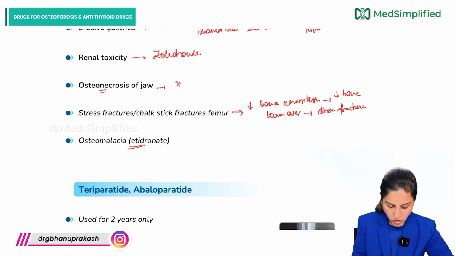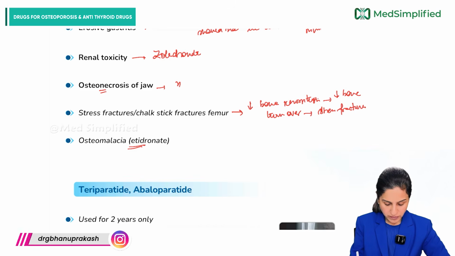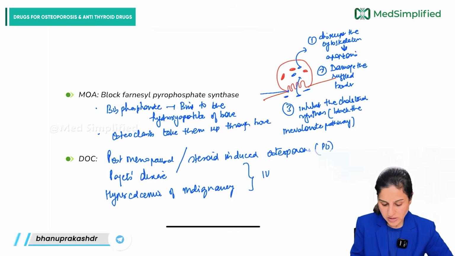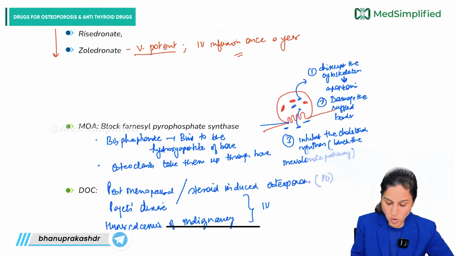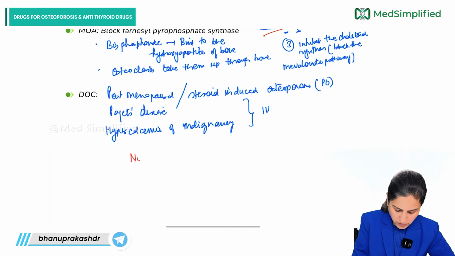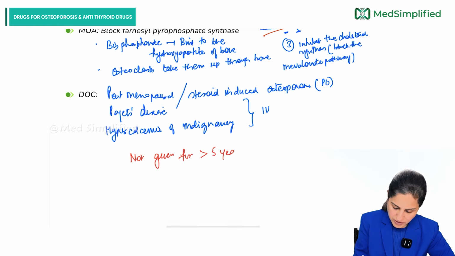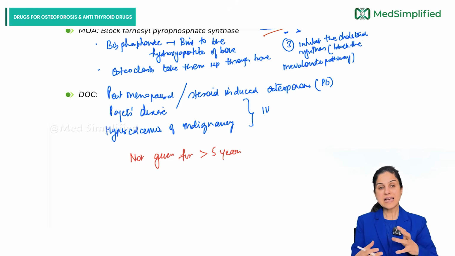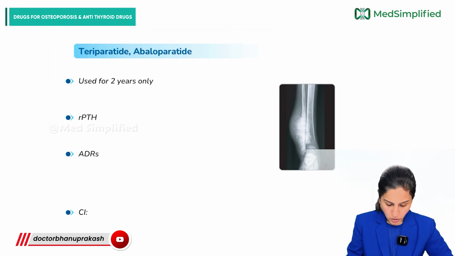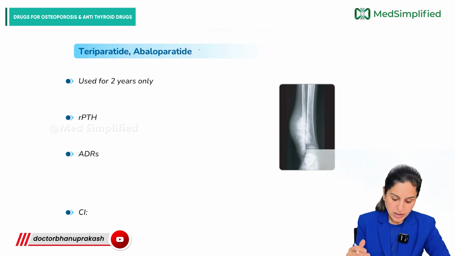Osteomalacia is more prevalent with etidronate. That's why it is not used anymore, because of this problem. Now remember that these bisphosphonates should not be given for more than 5 years, because the risk of adverse effects is going to increase. Okay, now the next important drug we have is teriparatide and abaloparatide.